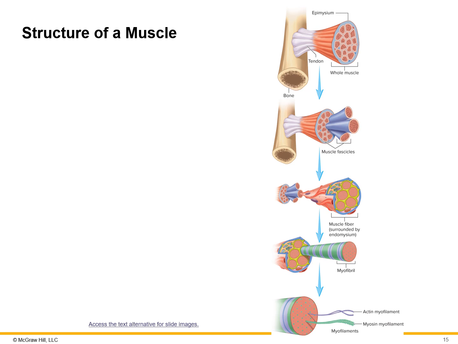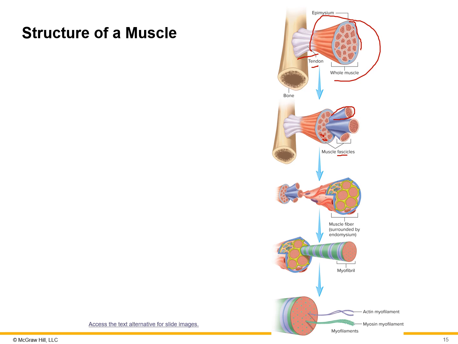So starting at the top, again, our whole muscle here covered by that epimysium shown in blue. This makes up the whole muscle. We have our tendon here that connects the muscle to the bone. So then the whole muscle is made up of these individual bundles here. Those are called the muscle fascicles. So we have lots of those tubules here that come together to form the whole muscle.